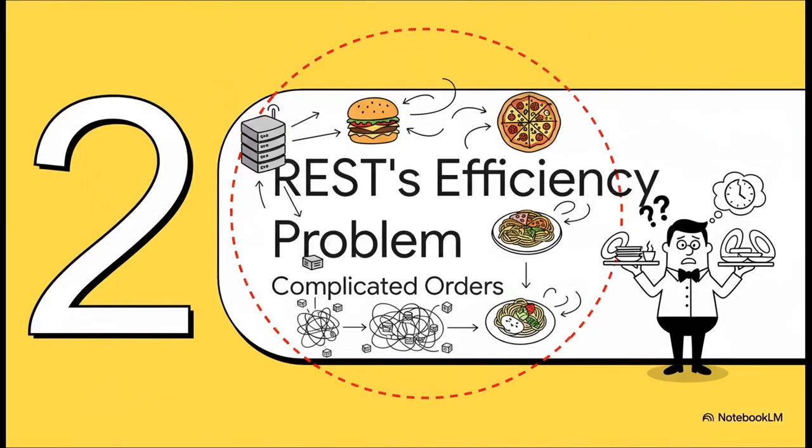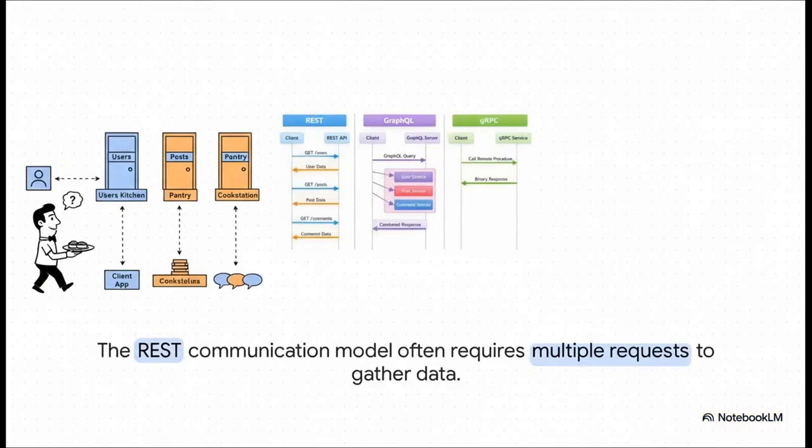But, and there's always a but, right? This standard waiter model can run into some trouble. What happens when your order starts to get a little more complicated? This is where we run into REST's inefficiency problem, and it's the very reason our other API styles were even invented. And this is where our analogy really shows its value.